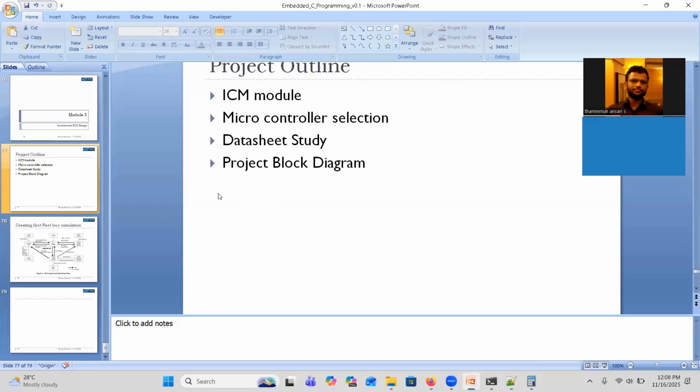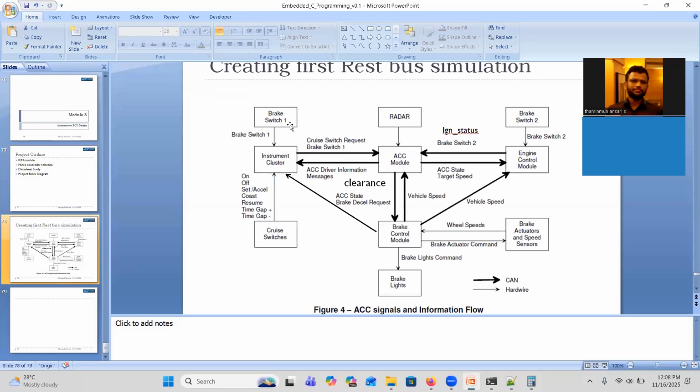That's why we chose the instrument cluster, because it has everything: display, gauges, annunciators, telltales, warnings, chimes, everything will be there. Okay.